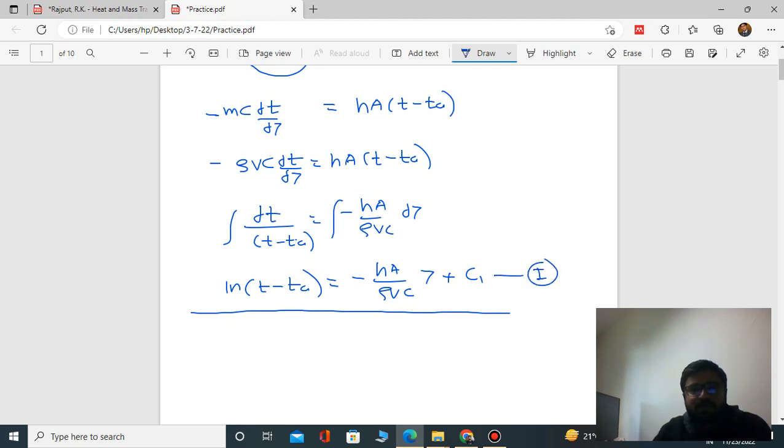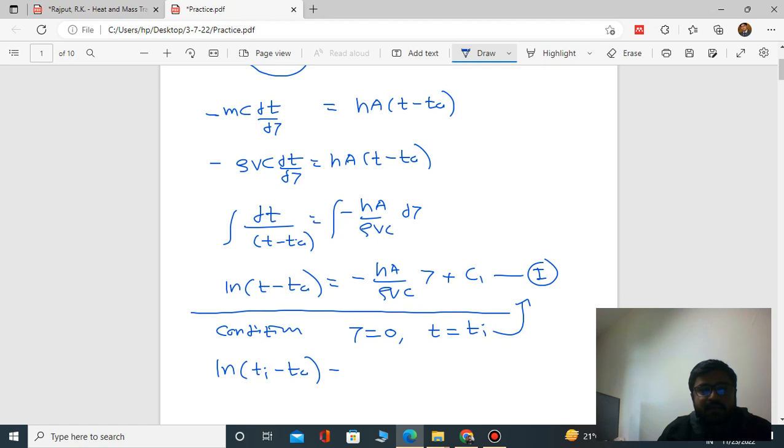Now we want to find C1, so we will have to apply a condition. One condition we apply is at time equal to 0. Initially the temperature of this body is Ti. Let us apply this condition in equation 1. In place of T we write Ti, and in place of tau we write 0. So minus hA over rho V c times 0 plus C1. This is how you can get the value of C1.